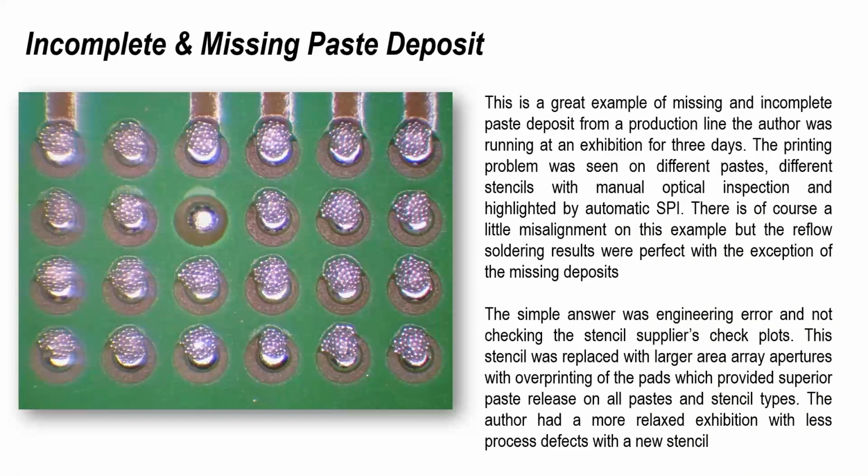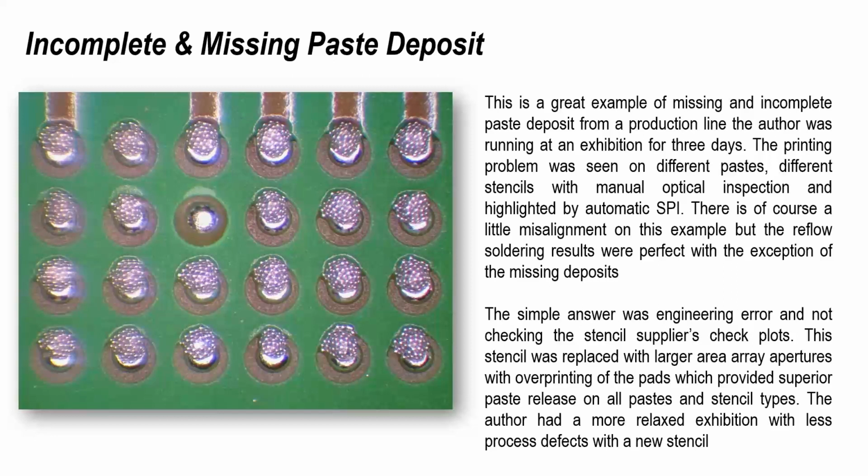Now, incomplete and missing paste deposits can be printing. It can be contact to the stencil on the surface of the board, but more importantly, it's probably down to the aperture actually used. And this is a classic example, and I put my hand up. This is my fault. What we've actually got, and we picked this up with SPI on a line I was running with a friend of mine, in fact, 2 production lines in Sweden, where we've always got a couple of pads that had no paste on it. And you can see one of them clearly seen here.